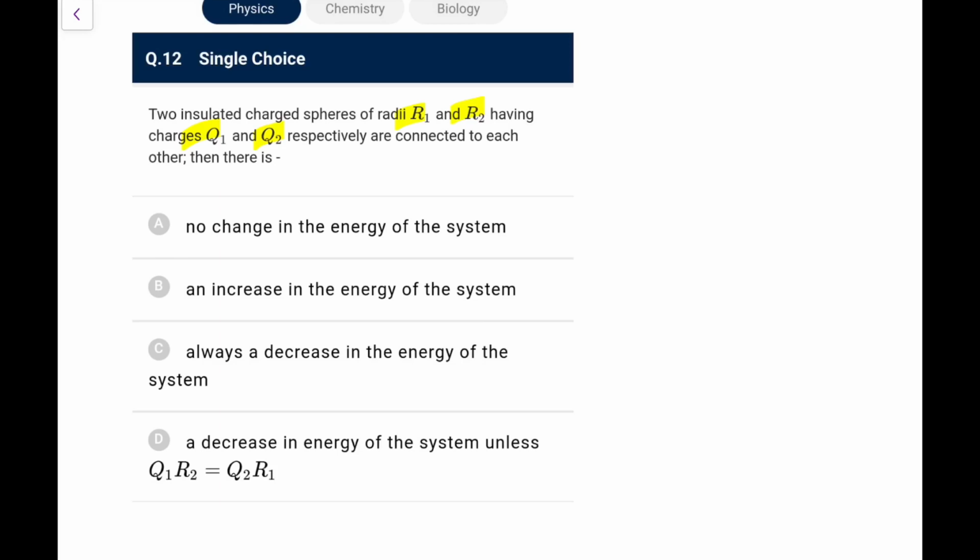Only when they were already at the same potential, that is V1 equal to V2, or you write kQ1 by R1 equal to kQ2 by R2, then there will be no redistribution and no energy loss. So we'll go for option D. If Q1 R2 is equal to Q2 R1, there will be no transfer of charge and no loss in energy, otherwise there will be a decrease in energy.